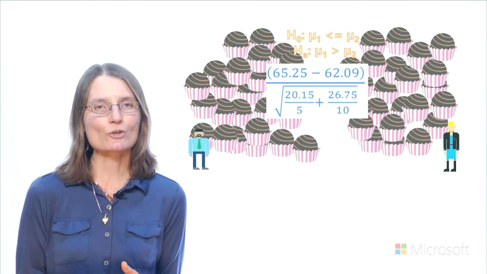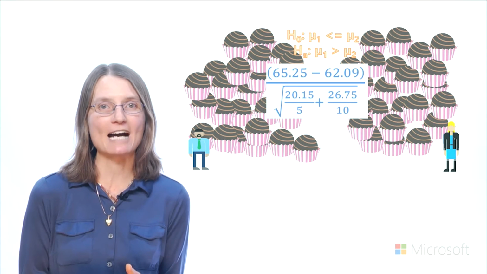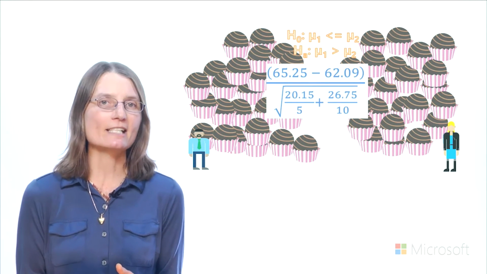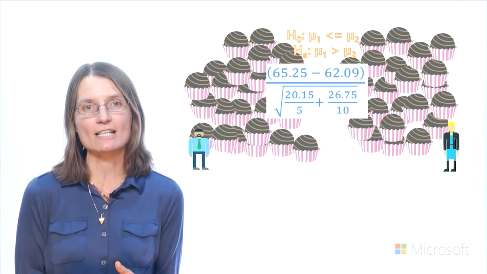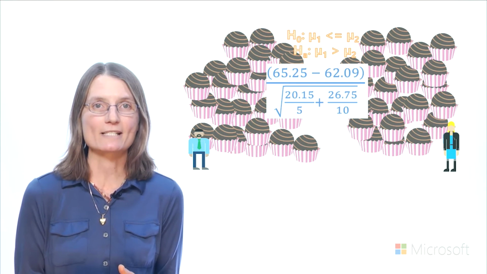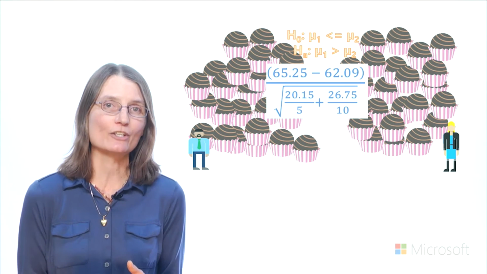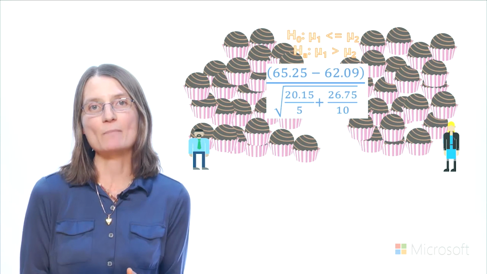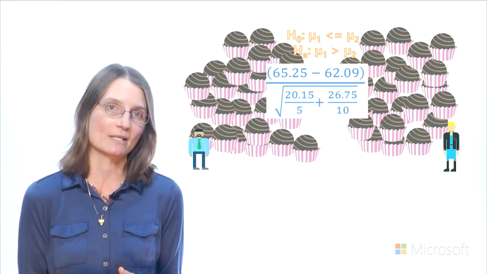We obtain a t-score of 1.22 with 5 plus 10 minus 2, or 13 degrees of freedom. Looking at a t-table, the critical value that we need to exceed for significance at alpha equals 0.05 is 1.77. We do not exceed that value, so we fail to reject the null hypothesis in this case. There is no difference between men and women in the purchase of cupcakes.